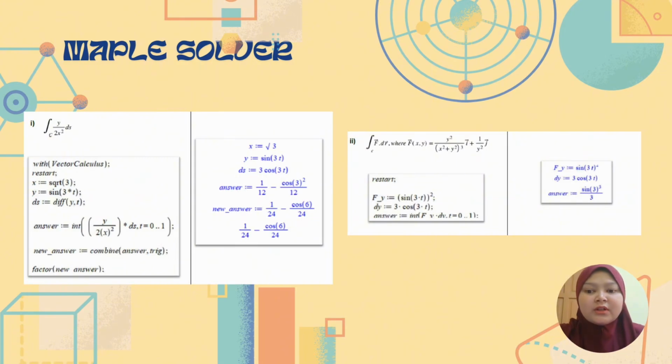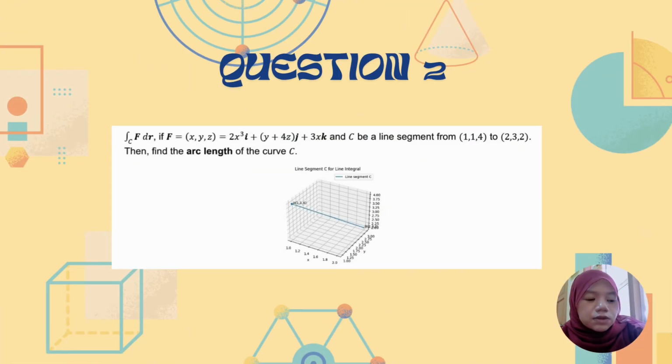For part (i), I declare f(x,y) and then differentiate to find ds, and the answer is the same as our manual calculation. For part (ii), I declare f(x,y) and differentiate, and the answer is also the same as our manual calculation.